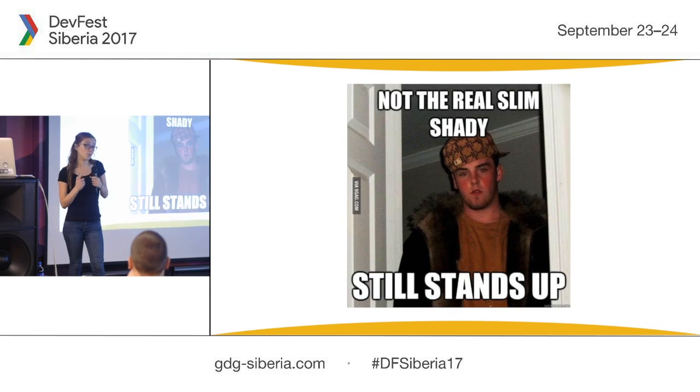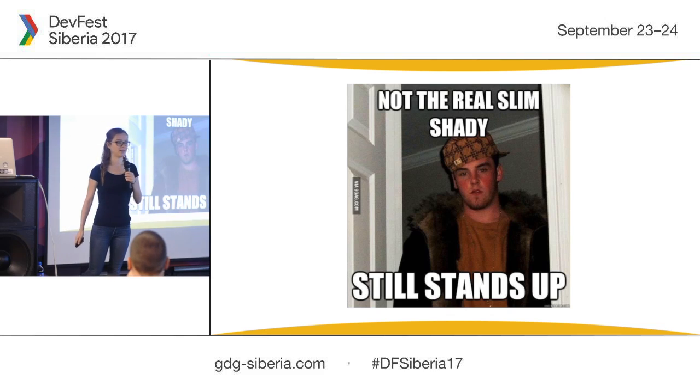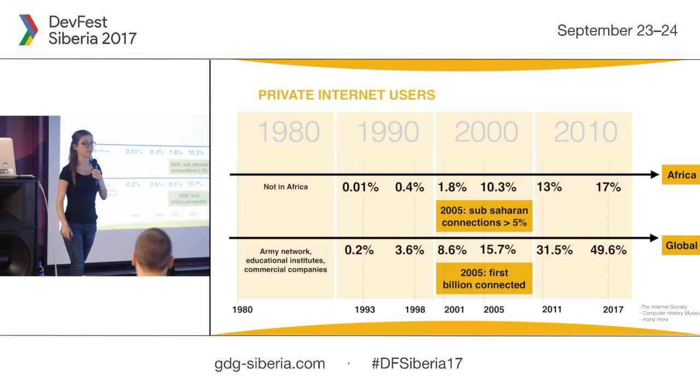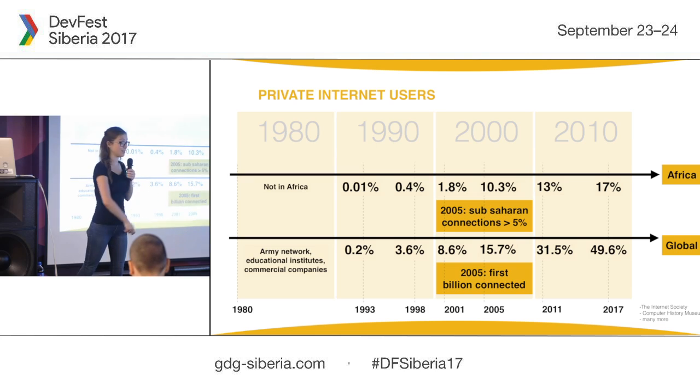Now we're going to run through one more timeline, and this will be the number of users of the internet in each decade. So from the beginning of the 90s, we had a very similar start point. And then the gap started showing, 0.4 versus 3.6. And by 2005, while globally celebrated the first billion people connected, in Africa, more than 5% were connected in sub-Saharan Africa. That's a huge gap. And by this year, you see this is a huge gap.